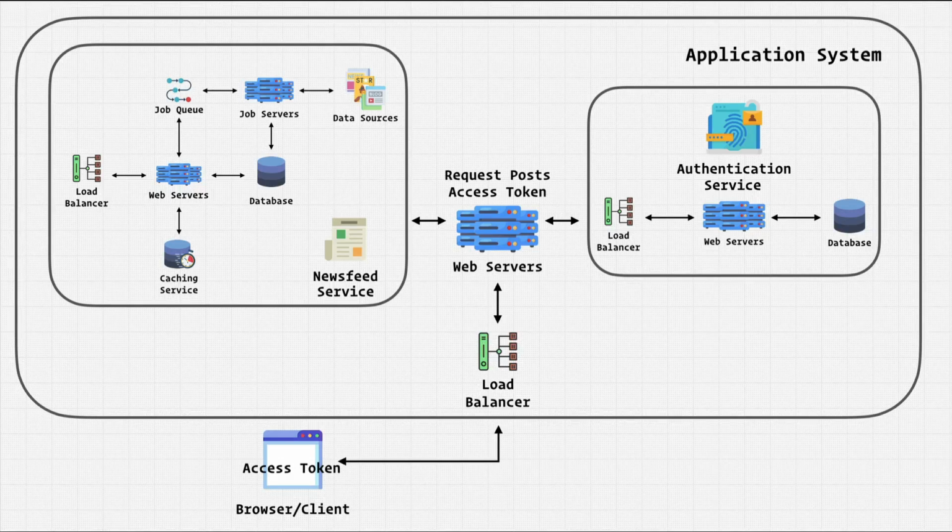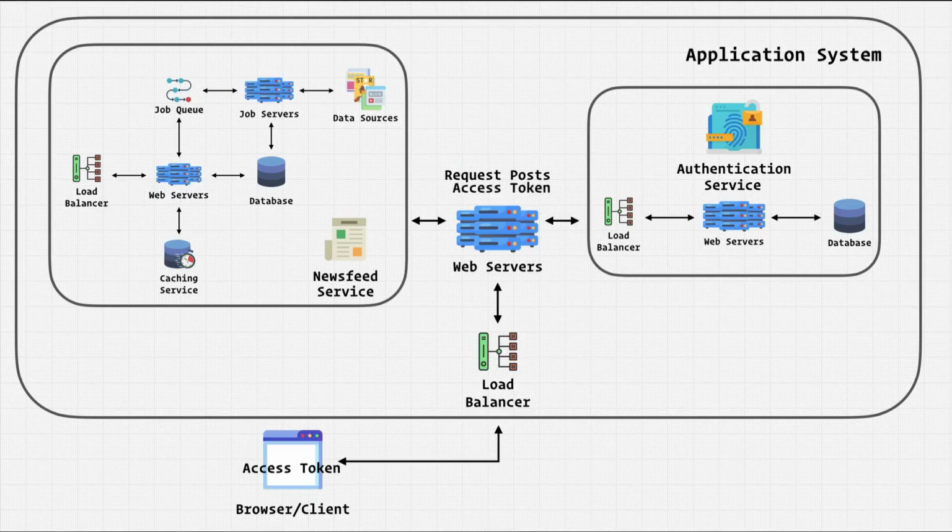This then gets passed to the web servers again. The request comes through the load balancer. Now what happens when the web server receives a request for posts with the access token? We first have to verify that this access token is a valid access token. So the web server will send the access token to the authentication service. The authentication service will then verify whether or not this access token is valid. If it is, it sends it back.